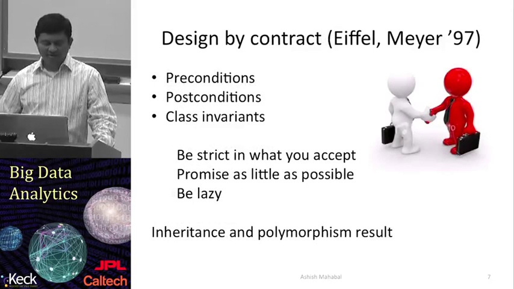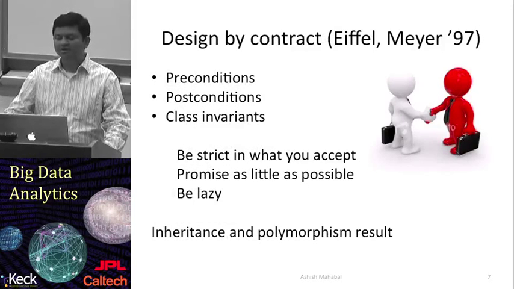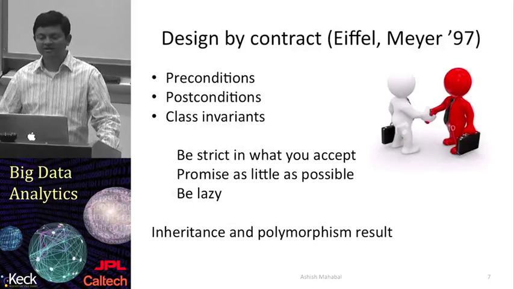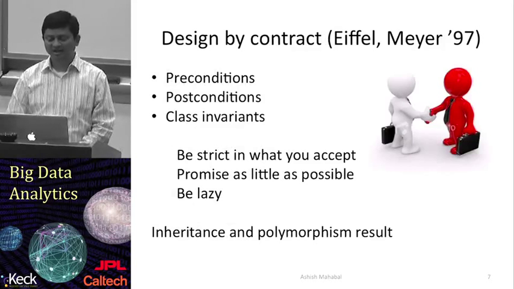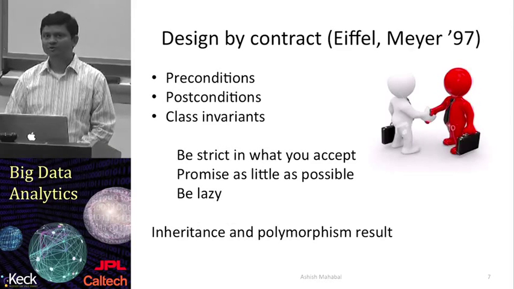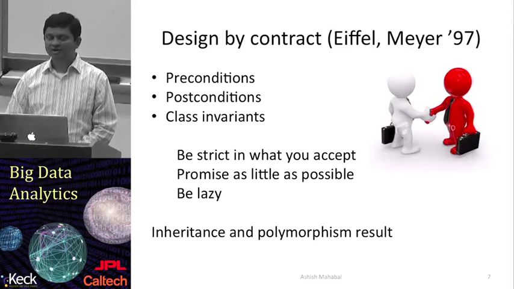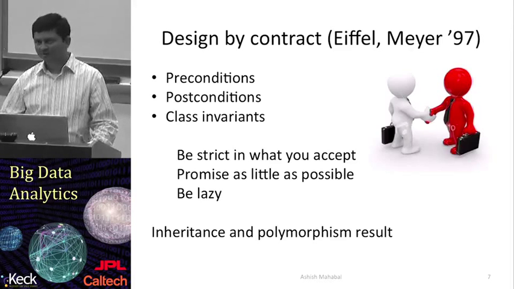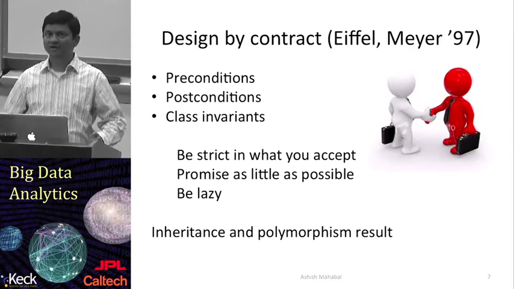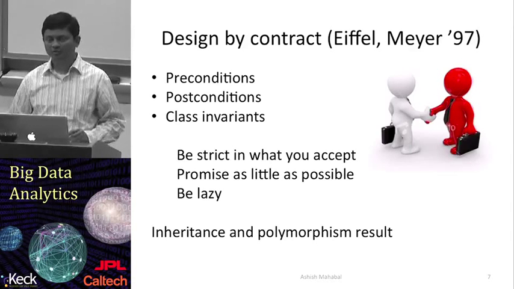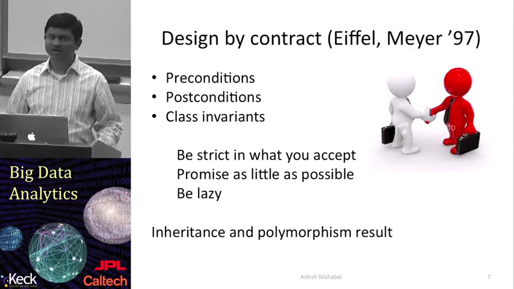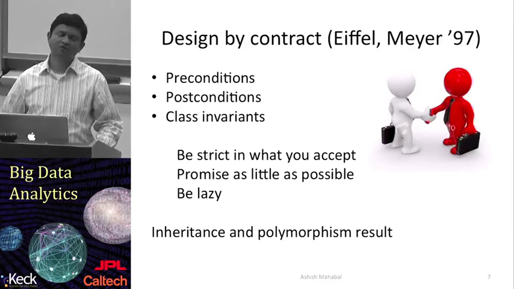So all this can be put together in something that's called design by contract, and in 1997, Eiffel and Meyer had suggested that. So a function should say that I want these specific inputs, and this is the way I'm going to work on those inputs, and when I'm done, this is what the output of the program or the state of the program is going to be. So it will work on the inputs that it has been given. There may be some class invariants which may not be touched.